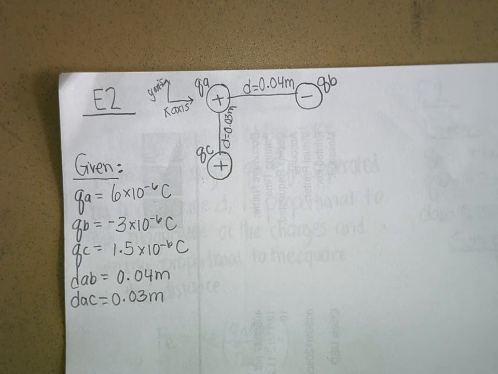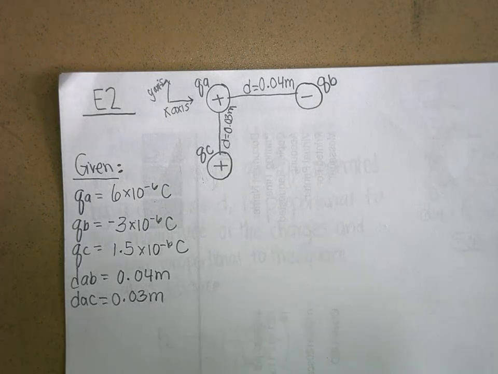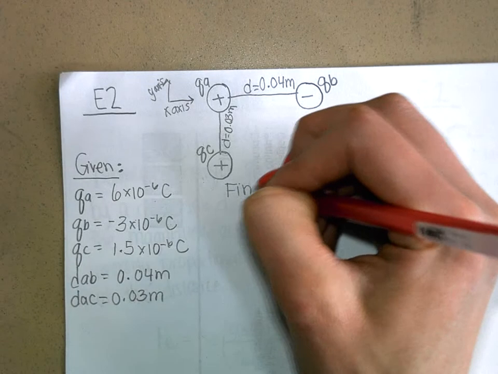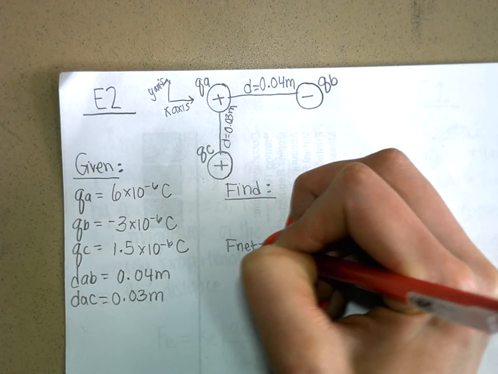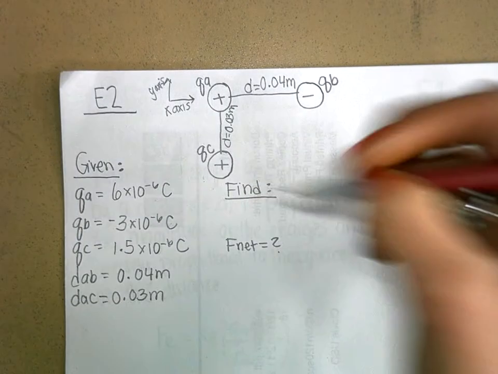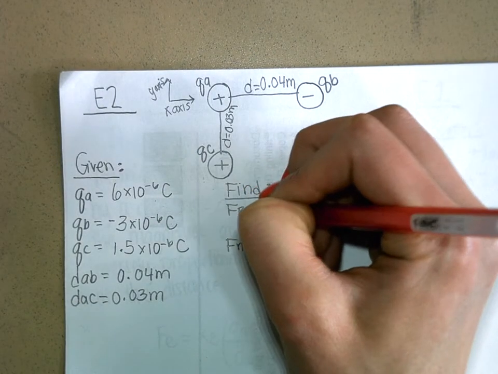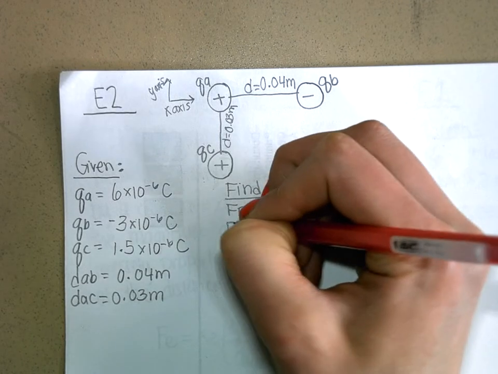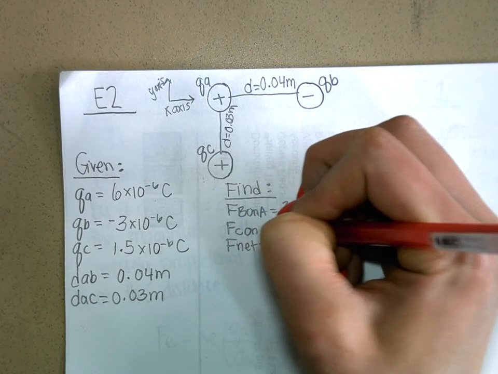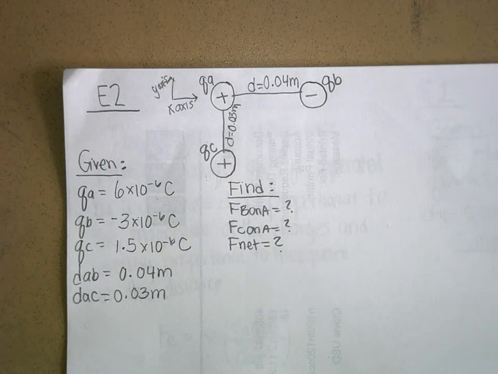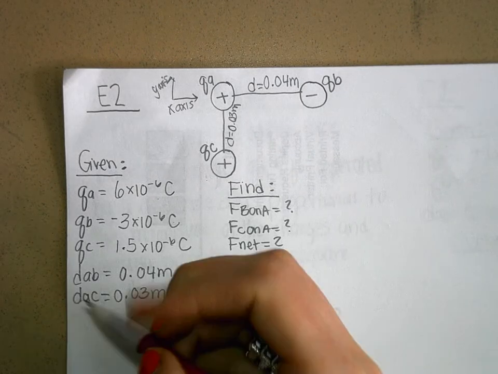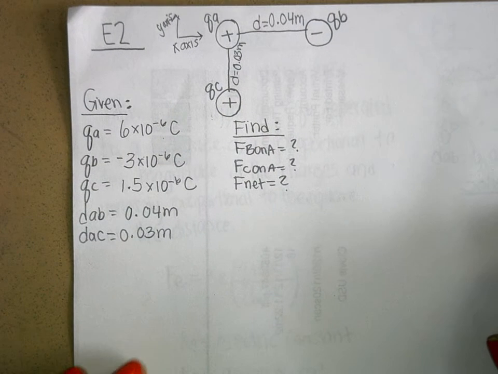Now we're asked to find the net force. But to find the net force, we're going to need to find the force of B on A and C on A, and use the Pythagorean theorem to find the net force. So our first two steps are to find the force of B on A and the force of charge C on charge A before we can figure out our net force. So now we can go to solve. I'm going to solve for the force of charge B on A first.